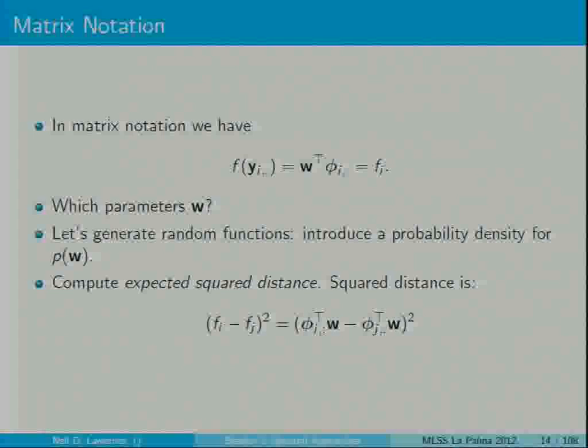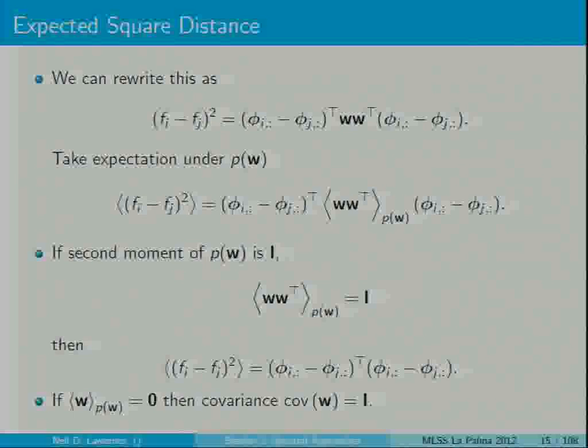Now the nice thing is that f_i minus f_j squared is equal to this. So this is the basis function transpose W minus the basis functions computed for the jth data point, in a product with W, using that notation there. Multiplying that bracket out, we can see it's in this form. And now we take the expectation of these square distances under p(W).